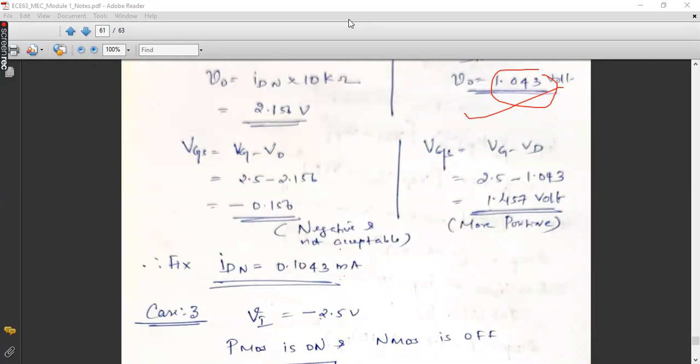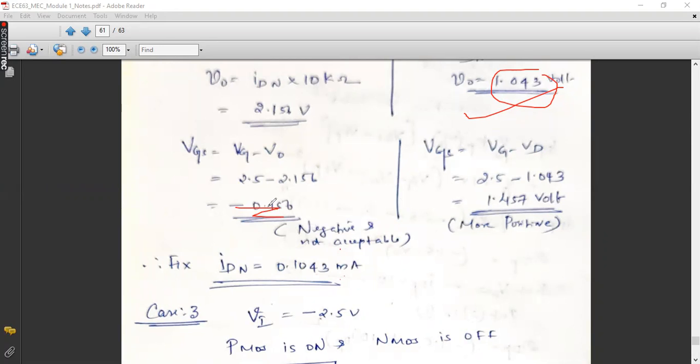Sir, how is VGS negative? This 2.5 minus 2.156, it will come 0.344, sir. Yeah, correct. Take whichever has the greater positive value. Greater positive only you have to select.